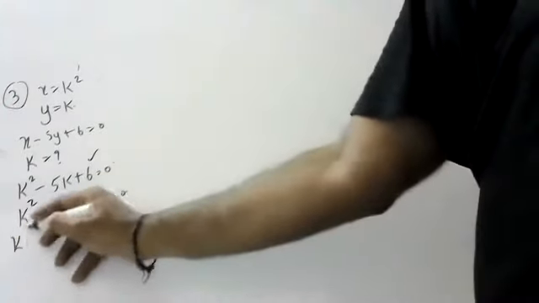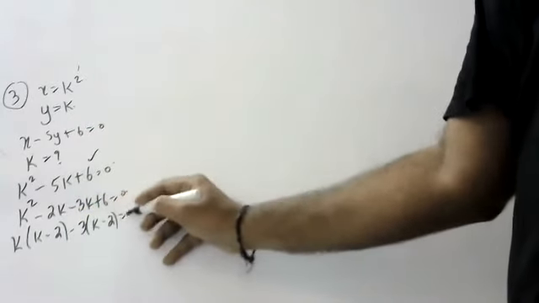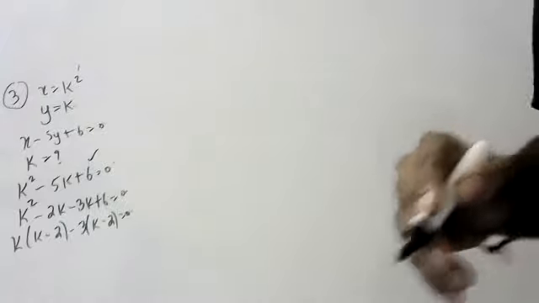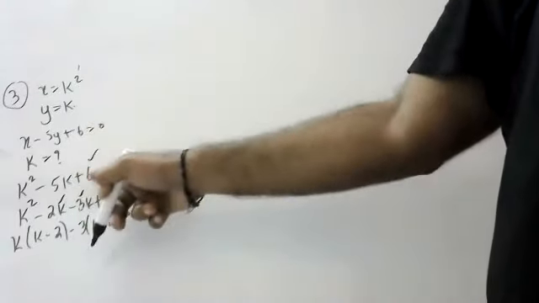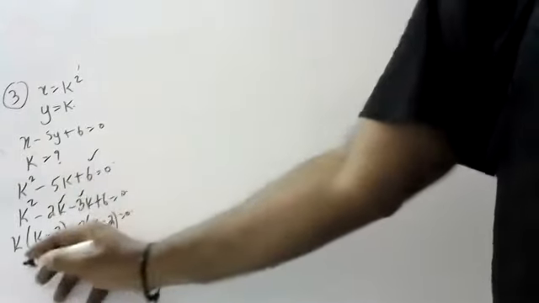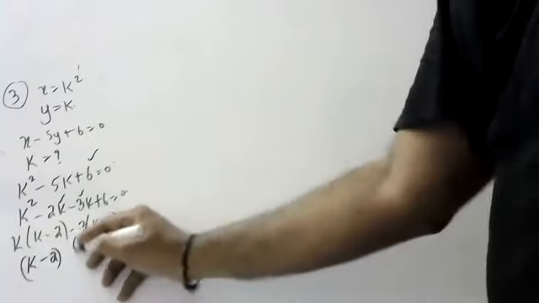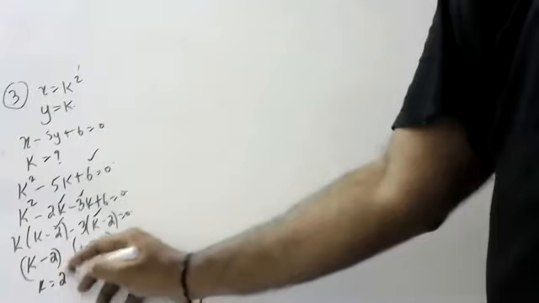So k into k minus 2 minus 3 into k minus 2. Minus 2 minus 3 is minus 5k. Minus 2 into minus 3 is plus 6. So you got k minus 2 into k minus 3. k minus 2 is common, k minus 3. So k is equal to 3.